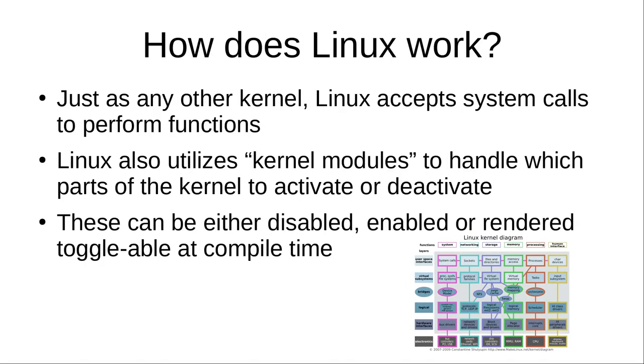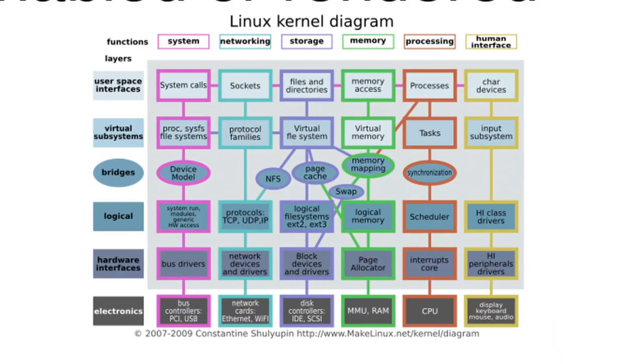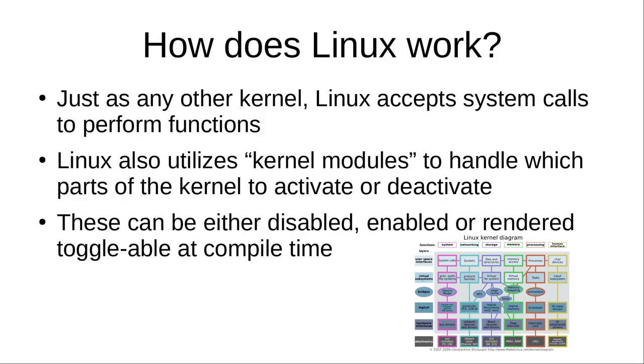Alright, so now we're getting a little bit more practical, but how does Linux actually work? Well, just like any other kernel, Linux accepts system calls to perform functions. And like some other kernels, Linux utilizes kernel modules to handle which parts of the kernel to activate or deactivate. These can either be disabled, enabled, or rendered toggleable at compile time.